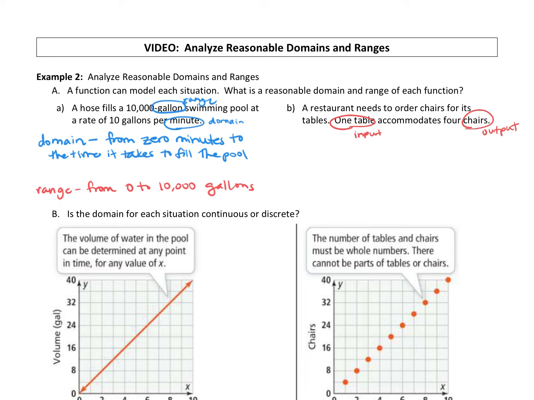So our domain, a reasonable domain, can we have a negative number of tables? We cannot. Can we have 0 tables? Yes, we can. And then any positives after that. So a reasonable domain would be from 0 to the number of tables needed.